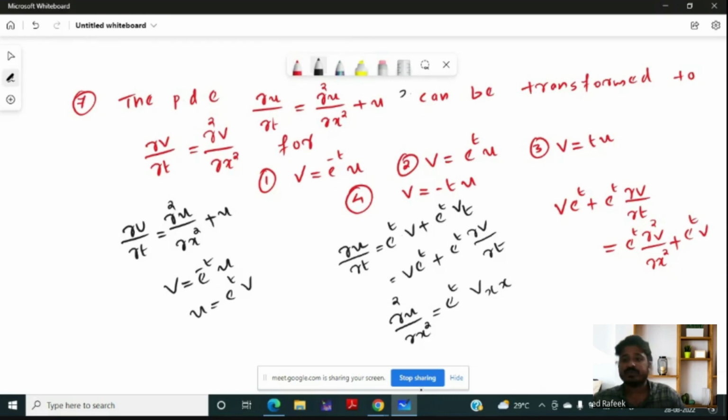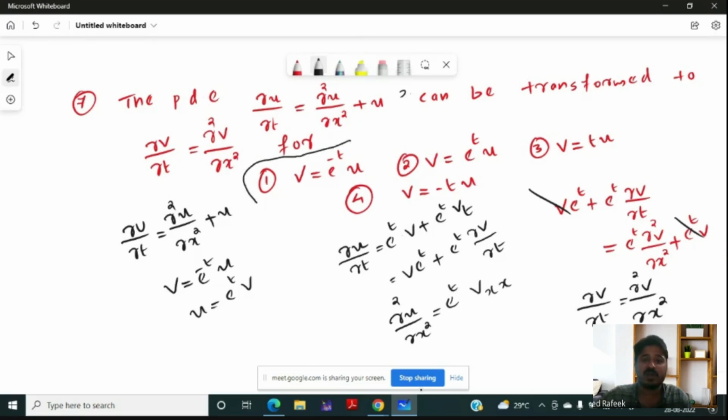Cancel these two. So e raised to t we cancel. You will have dou v by dou t equal to dou square v by dou x square. Of course, this can be transformed to this with this v. Only one option is correct because this is a question from part B. So option 1 is correct. You can check the remaining. Of course, 2 is never 0 and this is a linear. There is no chance for that.